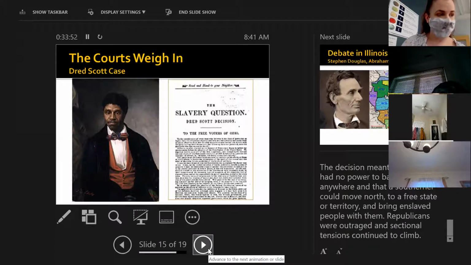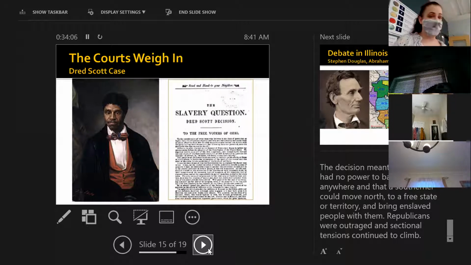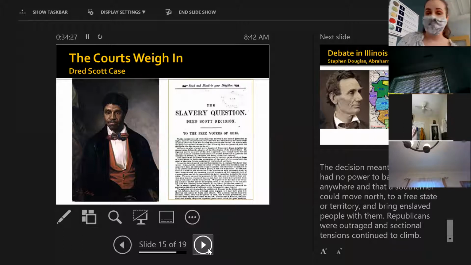And what this does is it removes the barrier between free and enslaved territory. Now that the Supreme Court has declared that somebody can bring enslaved people into the North, this means that there is no longer a barrier between free territory and enslaved territory. I'll say that one more time. So again, the Dred Scott Supreme Court case means there is no longer a divide between free and enslaved territory.